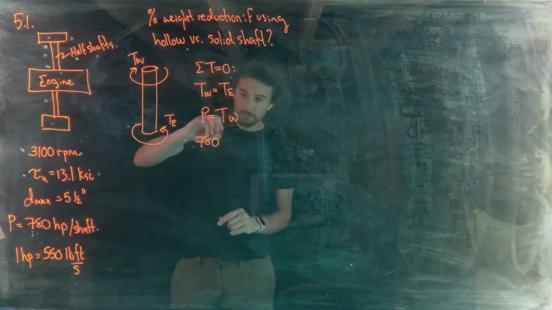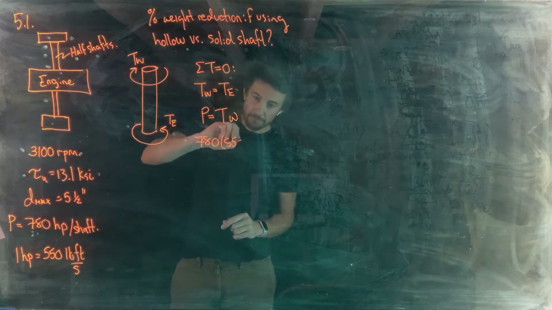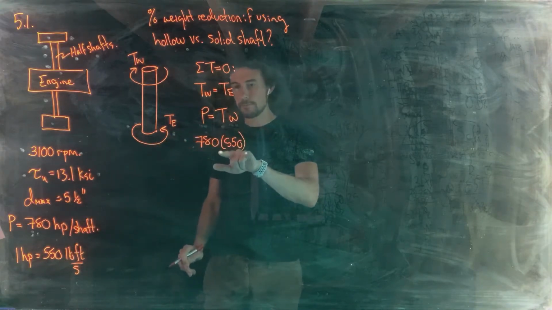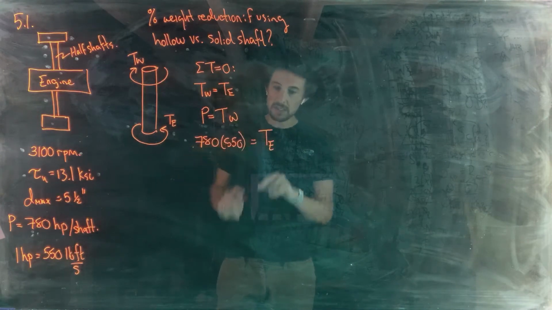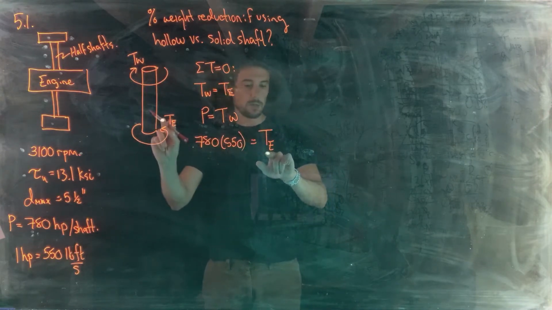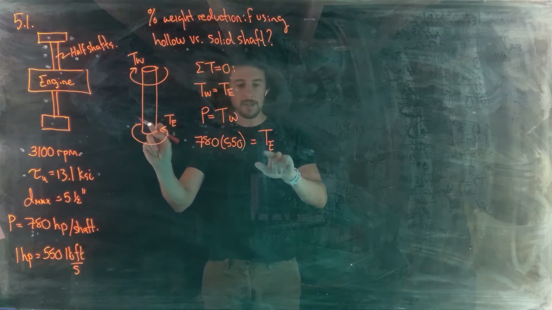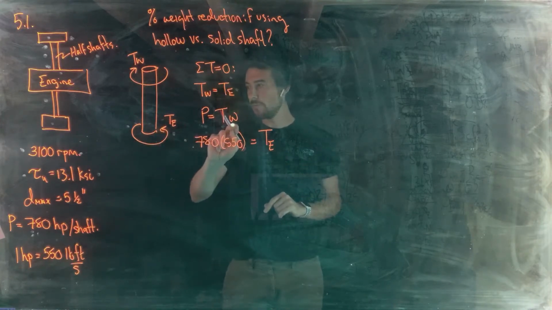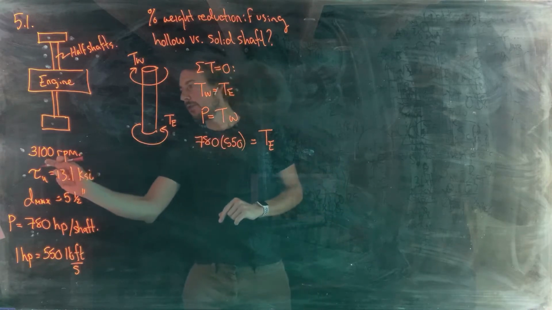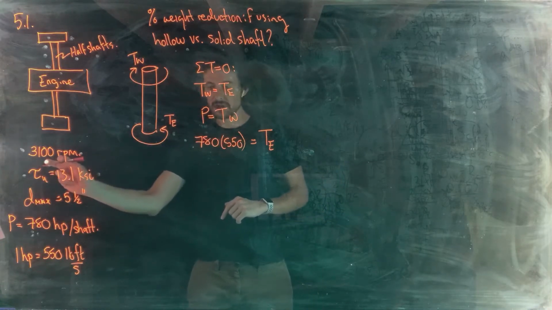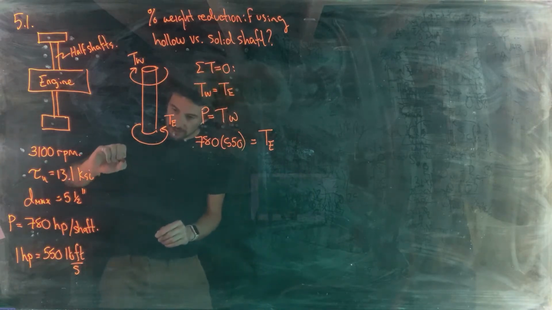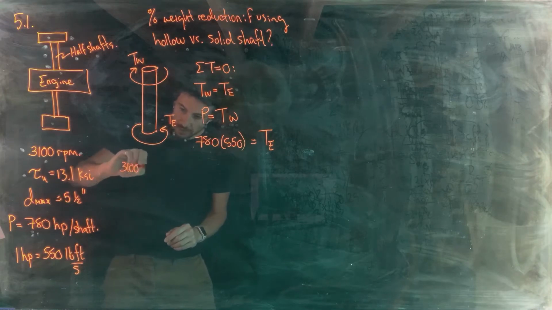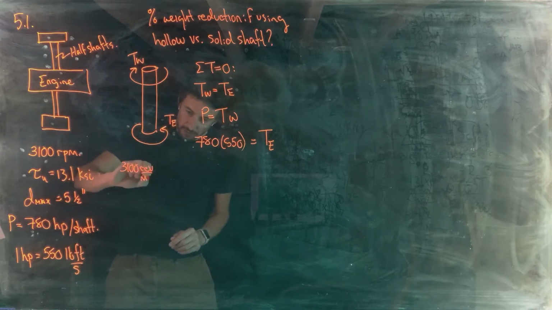So into this equation, we want 780 horsepower multiplied by 550 pound-feet per second per every 1 horsepower equals TE, the torque imparted to the shaft by the engine, multiplied by omega, our angular velocity. Okay, now we've got 3,100 in revolutions per minute. If you want to change that, that's easy.